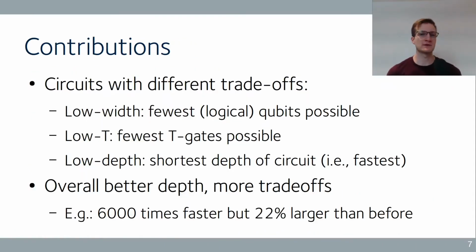So what we did in this work is we considered different trade-offs. We considered the same as before with the fewest logical qubits possible, and then we also considered the fewest T-gates possible, and then the lowest depth, i.e. the lowest circuit depth, so the fastest. We have more trade-offs overall, and our most impressive result was reducing the circuit depth by 6,000 times with only 22% more logical qubits. So I think this is probably better to run on physical devices, but this would depend on a deeper analysis. We only looked at the logical level.